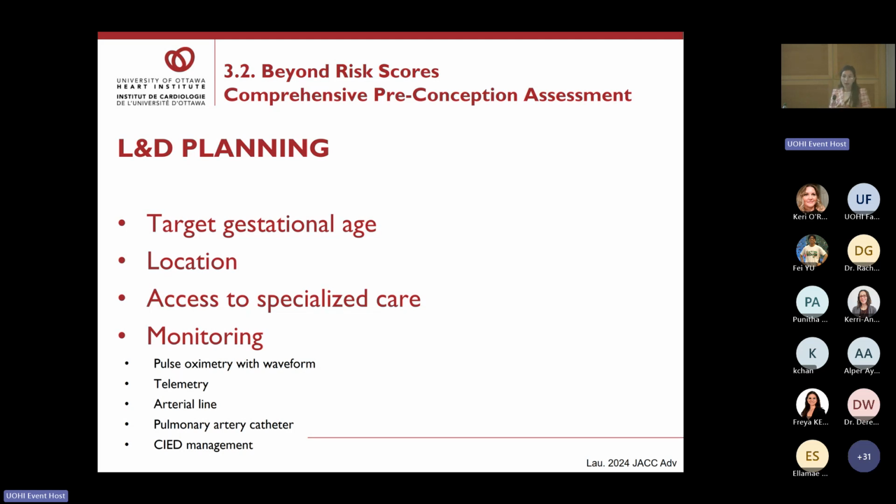Do they need a pulse ox? Do they need telemetry? Do they need an arterial line or an invasive pulmonary catheter? How are we going to manage their device if they have one? And this might seem basic, but it's actually quite complex and requires a lot of logistics. The best example is how many people have tried to get telemetry in the labor and delivery unit. It's very hard. The nurses there are not trained to read telemetry, so we need to orchestrate this in advance. We need an ICU nurse to read it. So there's a lot of planning that goes into play.